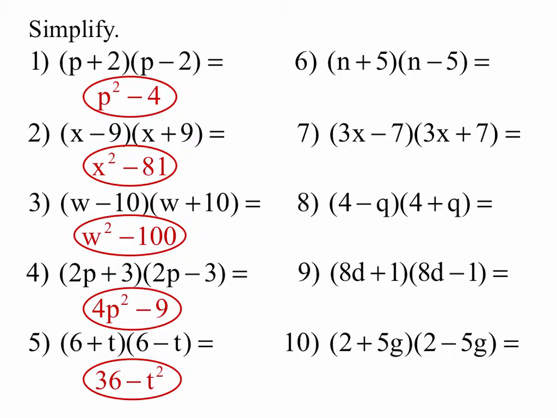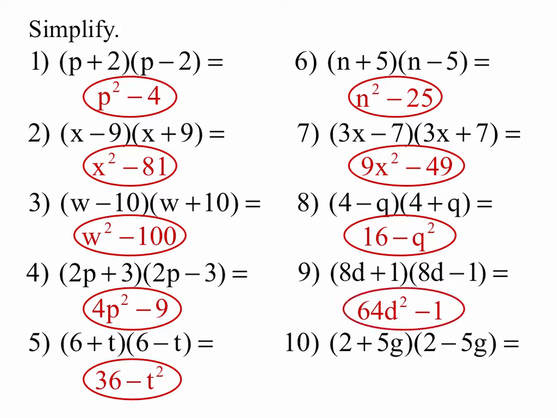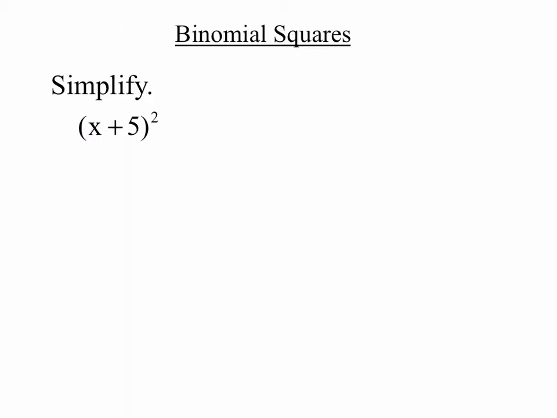All right, next one is n squared minus 25. 9x squared minus 49. 16 minus q squared. Number 9 is 64d squared minus 1. And number 10 is 4 minus 25g squared. This is called a difference of squares.